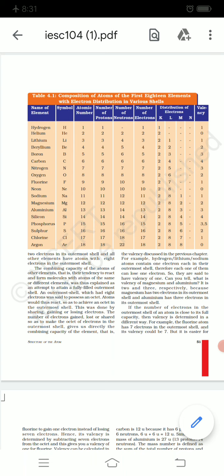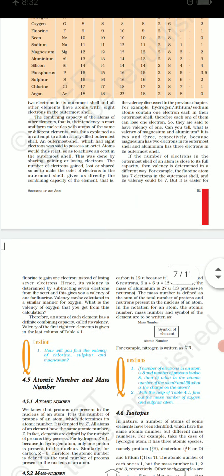For elements having valence electrons greater than 4, for example nitrogen, oxygen and fluorine, you will subtract the valence electrons from 8. 8 minus 5 is 3, 8 minus 6 is 2, 8 minus 7 is 1. Similarly for phosphorus, sulfur and chlorine, subtract them from 8. 8 minus 5 is 3, 8 minus 6 is 2, 8 minus 7 is 1. Now phosphorus is an exception. It can show valency of 3 and 5 both. So this is how we have to calculate the valency.